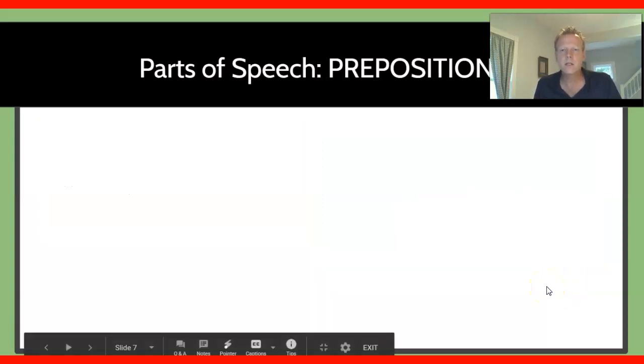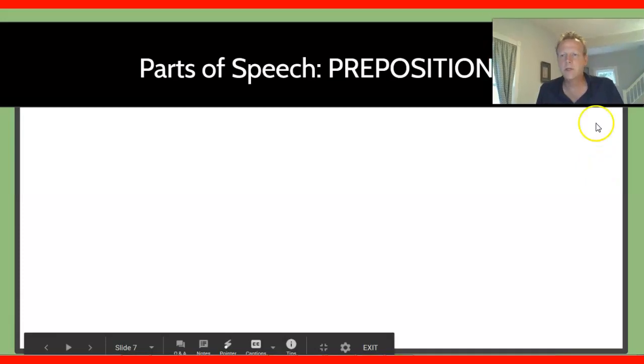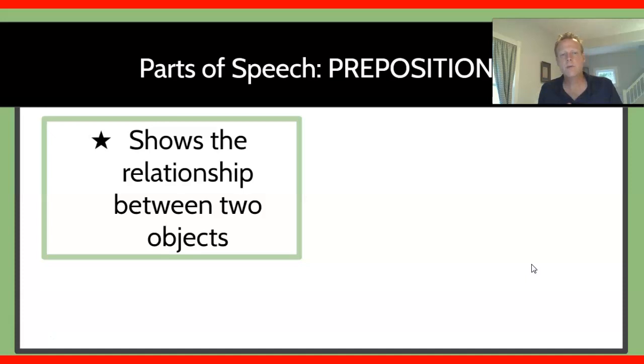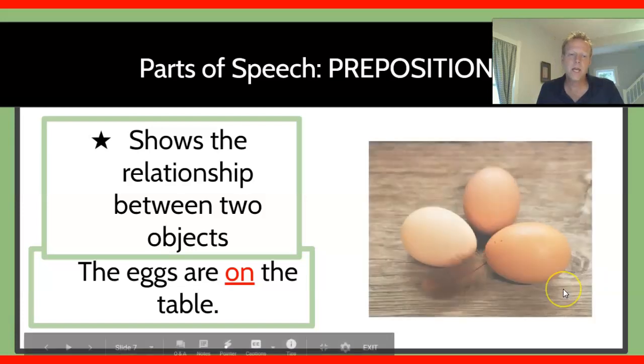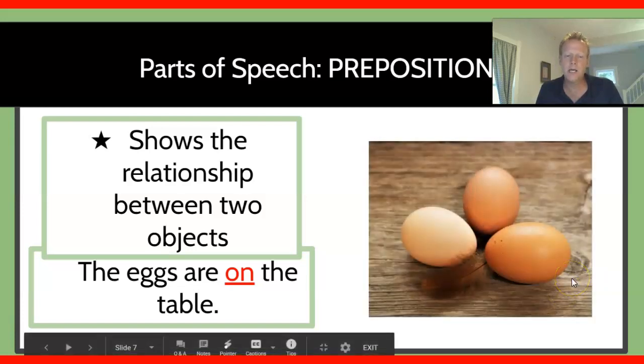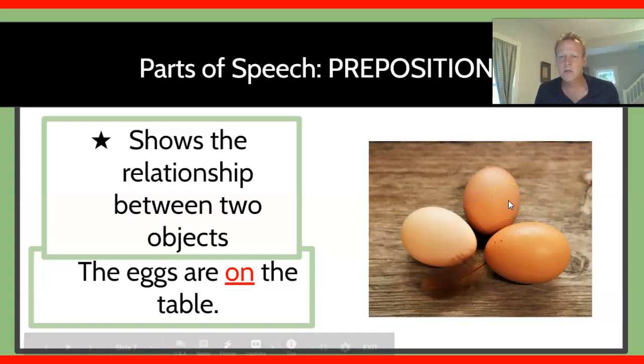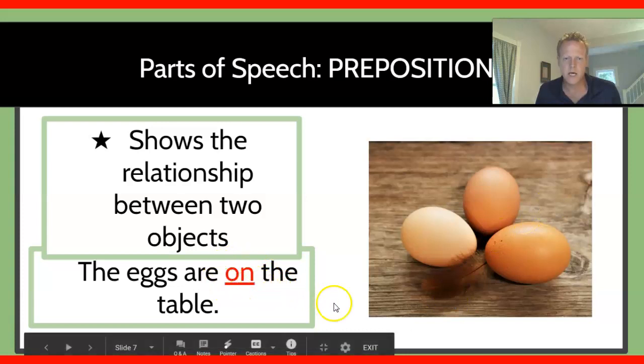Let's take a look at prepositions. Prepositions show the relationship between two objects or things in a sentence. So, for example, the eggs are on the table. It shows the relationship of the egg and the table. On is a preposition.